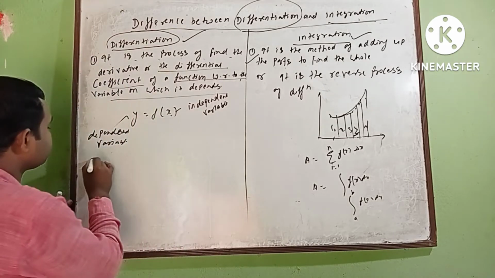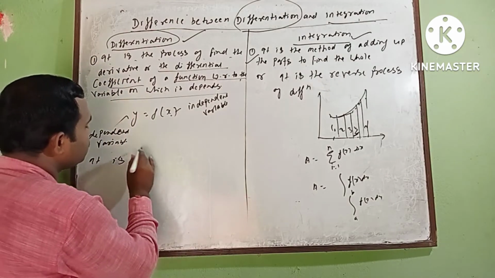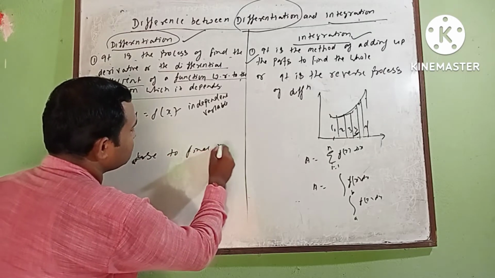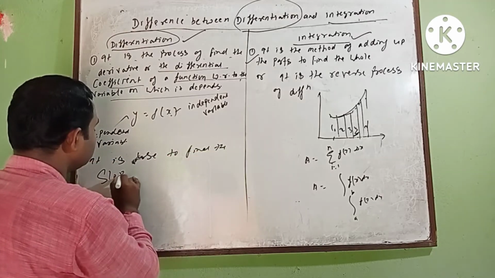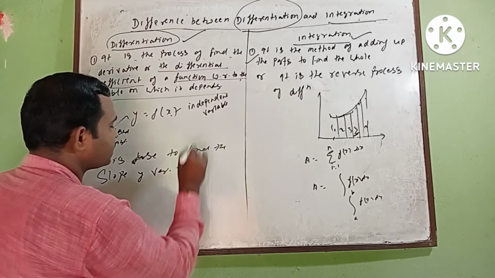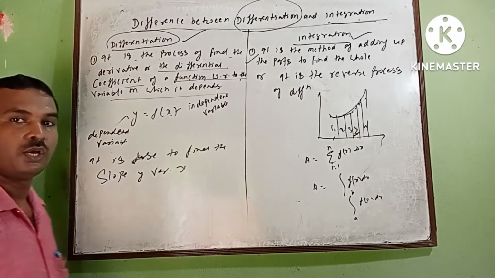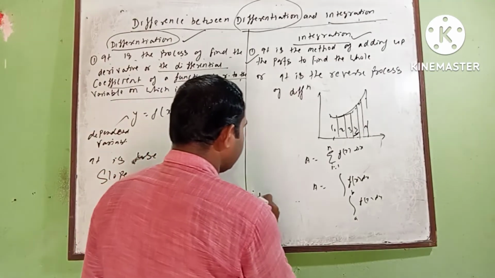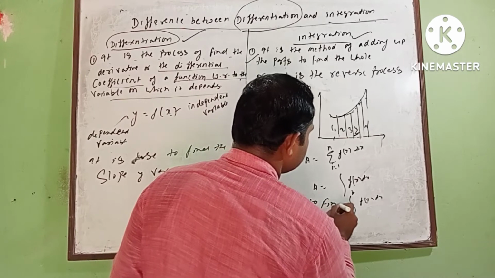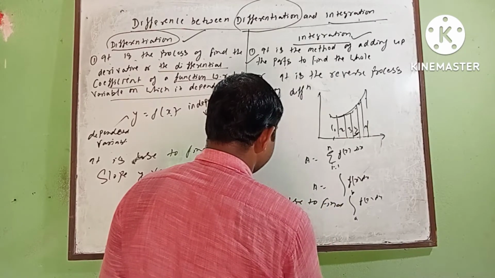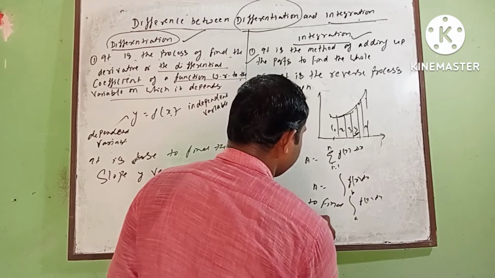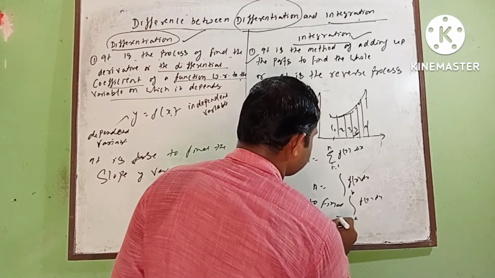Differentiation is used to find the slope of y versus x, while integration is used to find the area of y versus x.